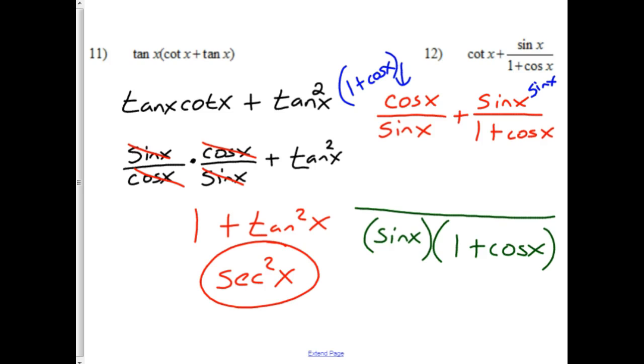I'm going to have to distribute this cosine to both terms, so it's going to end up being cosine x plus cosine squared x plus, well, the next part is sine squared x. Sine times sine.